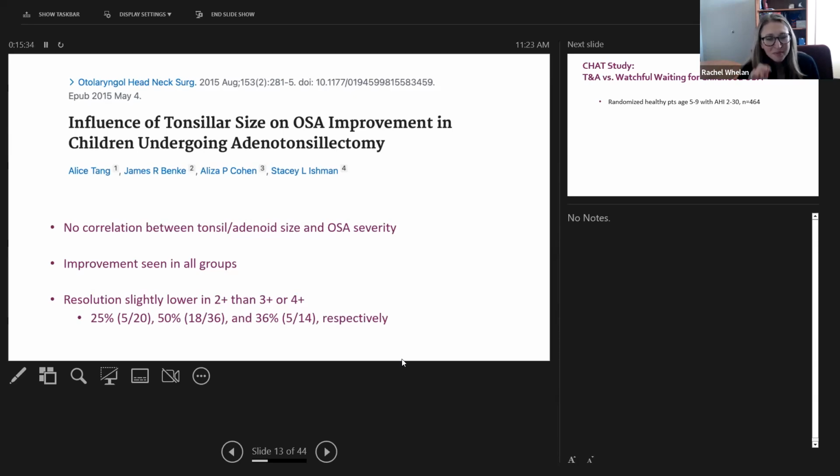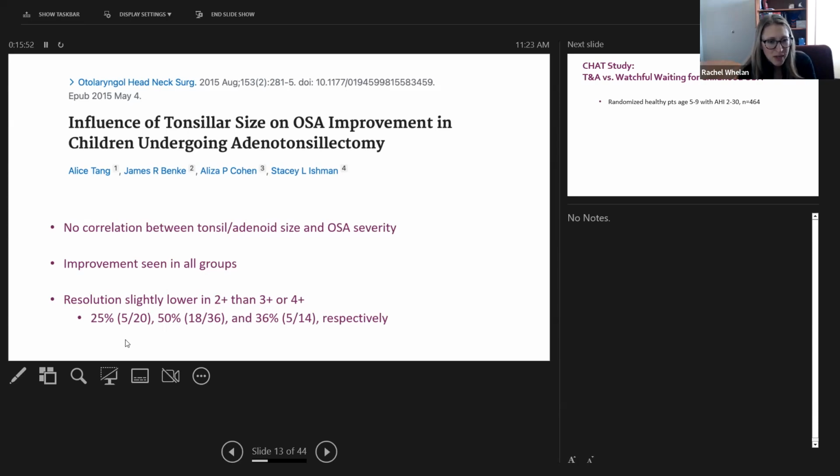Maybe that kind of gut feeling pans out to some degree. But when you look at these numbers, in terms of who got better, they considered resolution to be an AHI of less than 2.